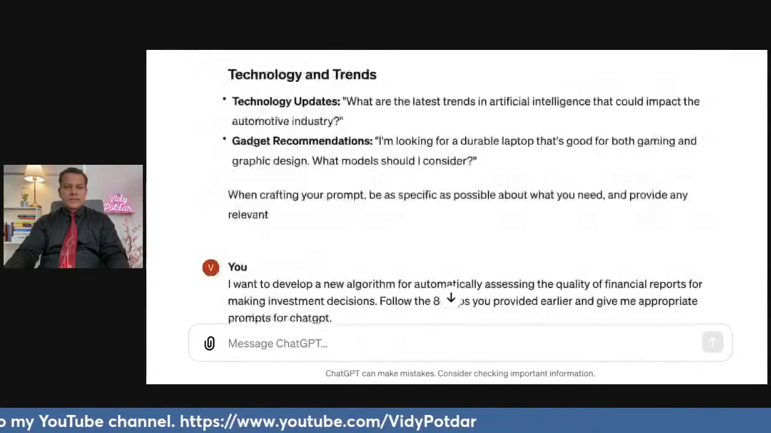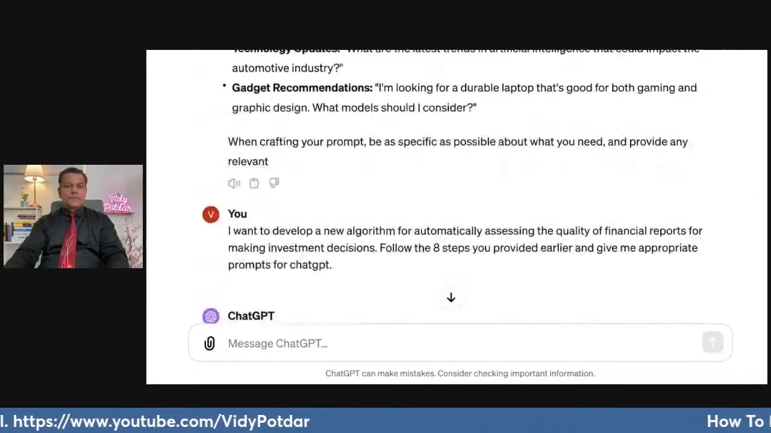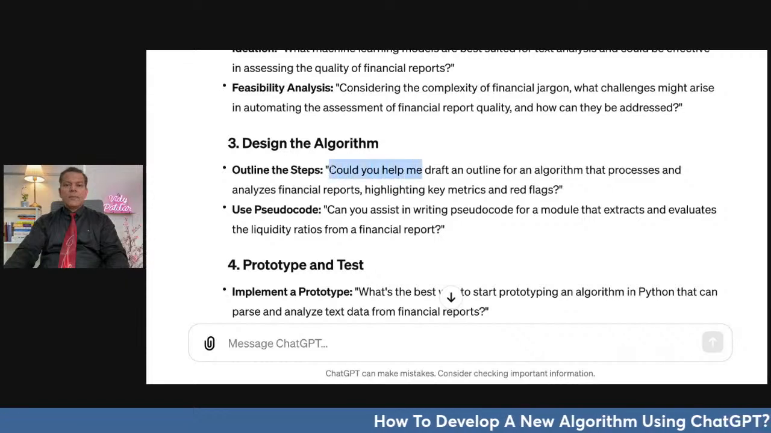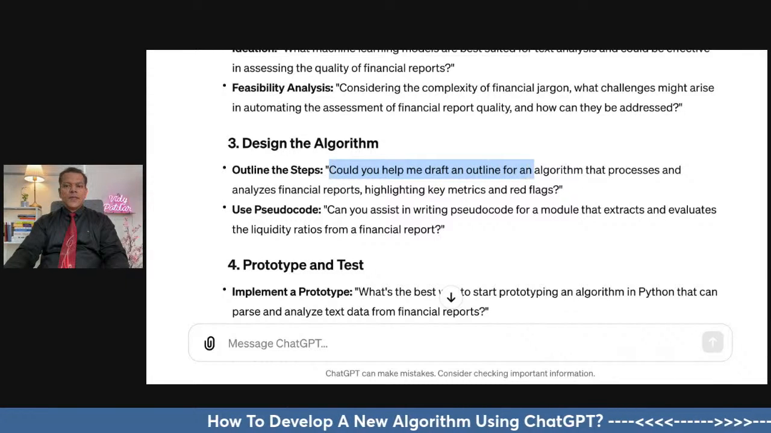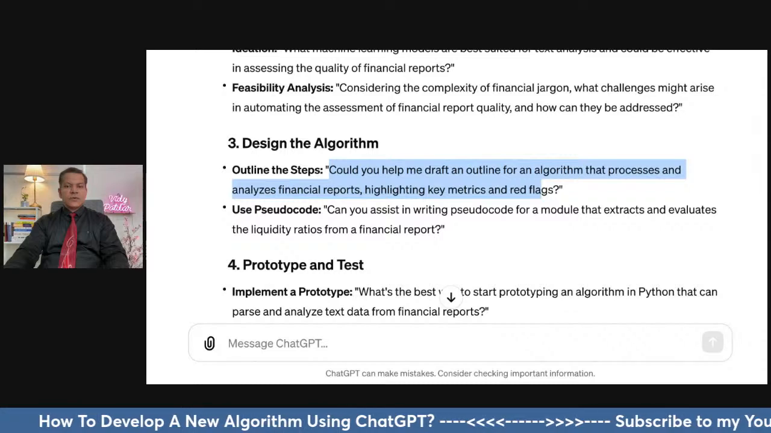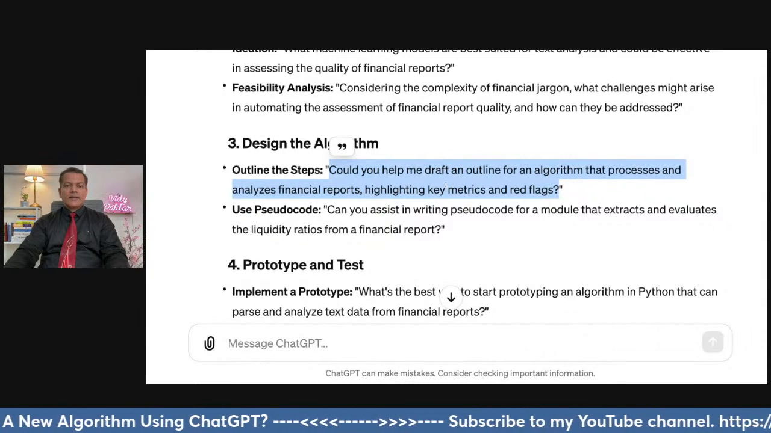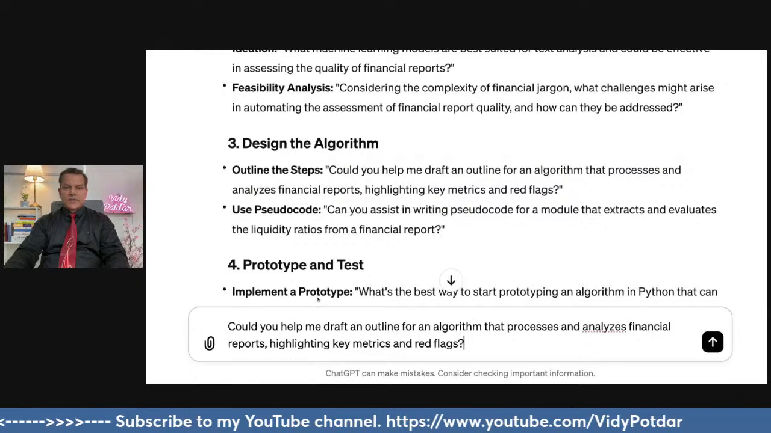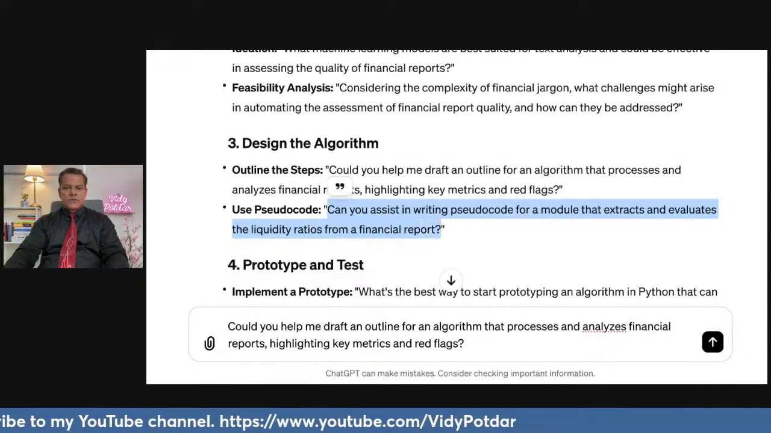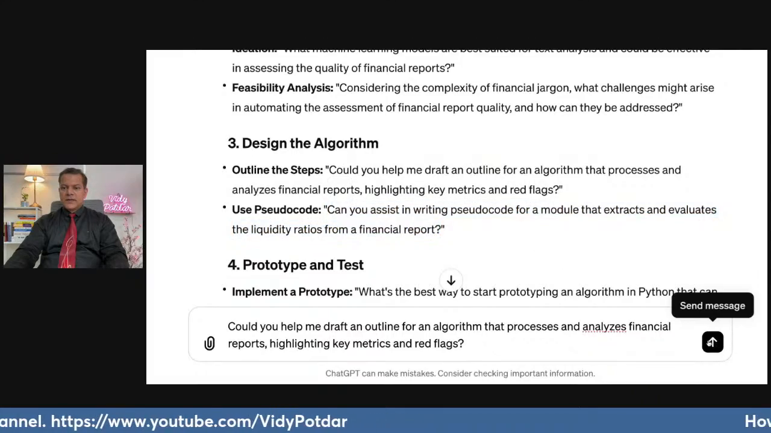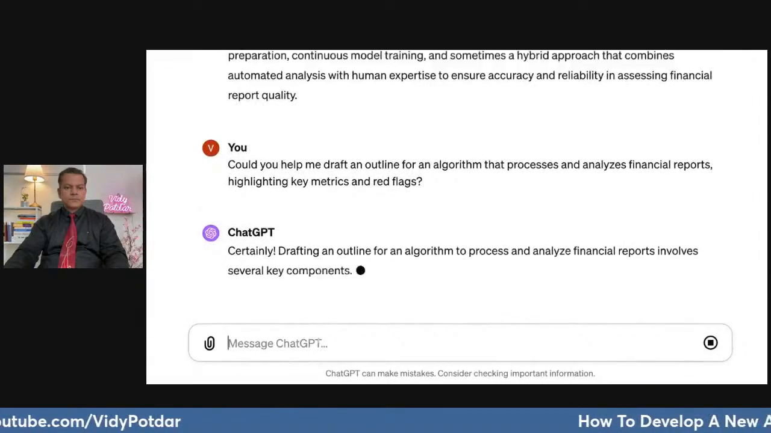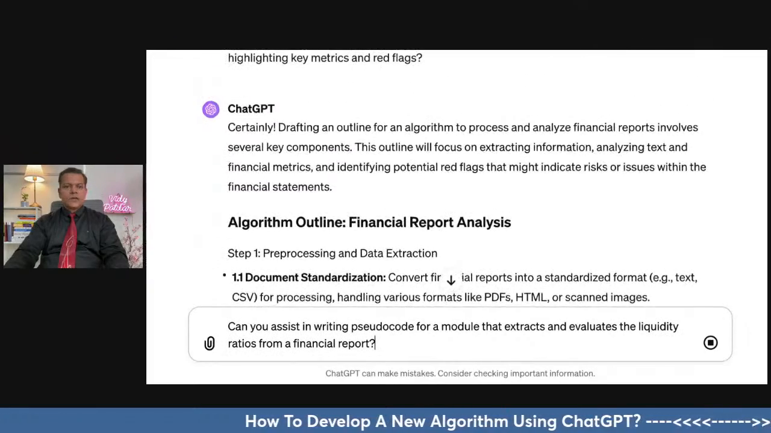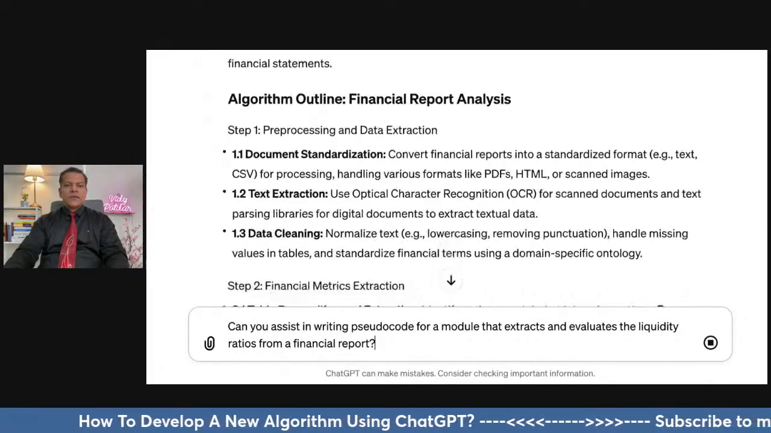Okay, what was the next step? Let's see. Okay, design the algorithm. Could you help me draft an outline for an algorithm that processes and analyzes financial reports, highlighting key metrics and red flags? So let's run this. I'll copy this as well for the next time. So now it is kind of drafting the outline for the algorithm.